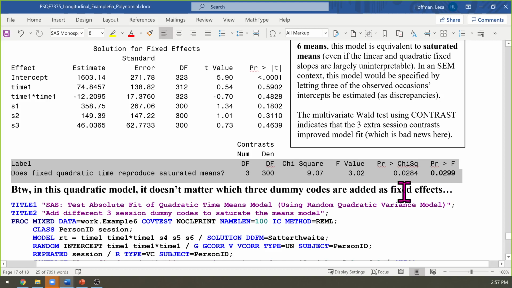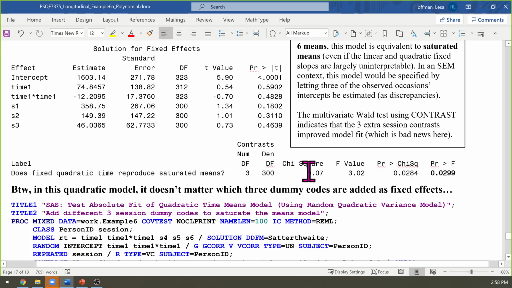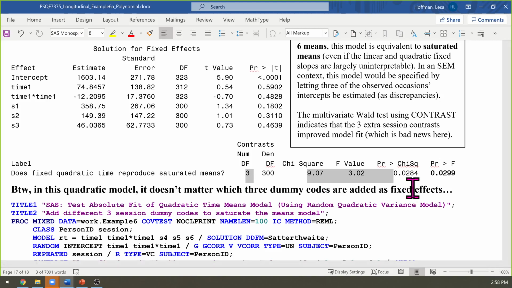The fact that my p is less than 0.05 means adding those three contrasts helped the model, which means the quadratic is not doing a good enough job. By the way, I have asked for both a chi-square and an F here to illustrate how they relate to each other in case your software only gives you one or the other. F times the numerator degrees of freedom, the number of slopes that you've lumped together, is your chi-square. Each has a different p-value associated with it because F uses denominator degrees of freedom, whereas chi-square does not. So F is going to be more accurate. In a big enough sample, they will converge to the same answer.